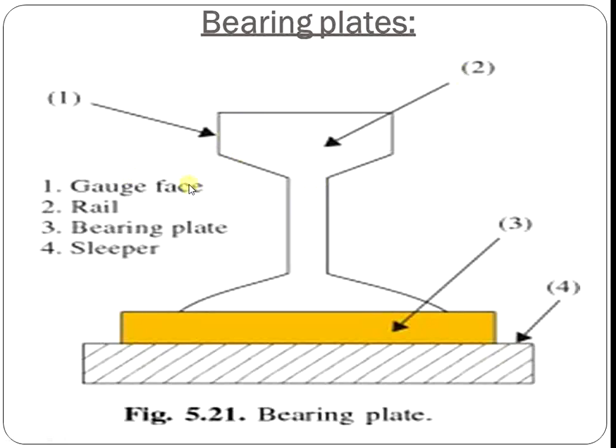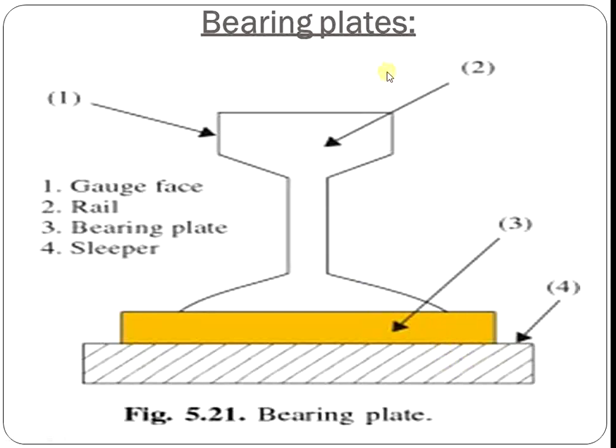The first one is the gauge face, second one is the rail, third one is the bearing plate that rests on the sleeper, and fourth is the sleeper. And the rail is placed on the bearing plate, next is the sleeper.